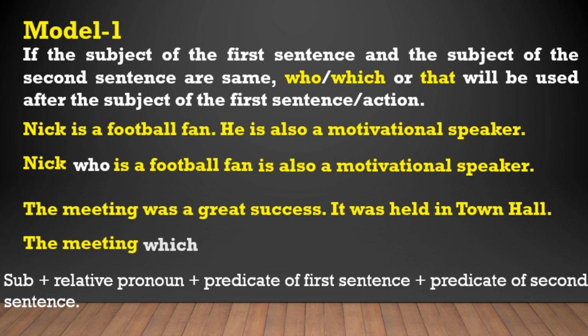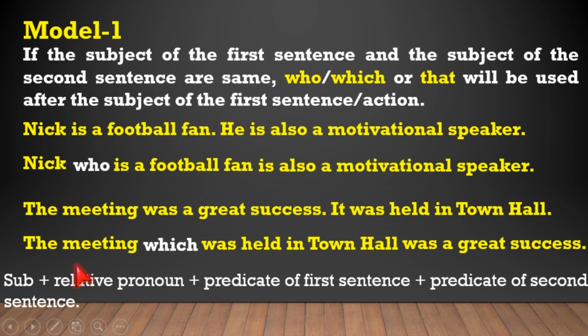So write which. Then write the predicate of the first sentence or first action. Here the first action is was held in town hall. So you should write was held in town hall. Then next predicate, was a great success. Look, the meeting which was held in town hall was a great success.